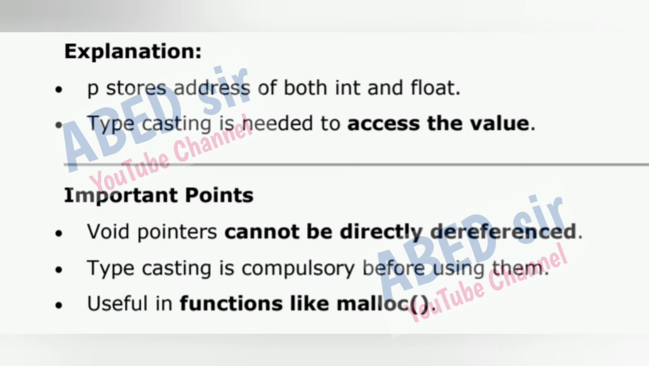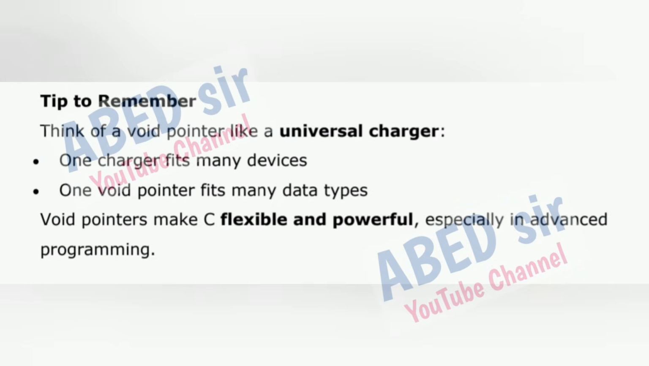Typecasting is needed to access the value. Important points. Void pointers cannot be directly dereferenced. Typecasting is compulsory before using them. Useful in functions like malloc. Tip to remember. Think of a void pointer like a universal charger. One charger fits many devices. One void pointer fits many data types.